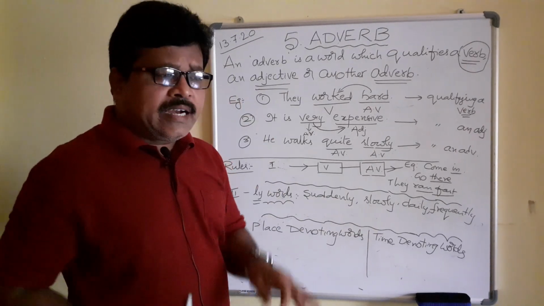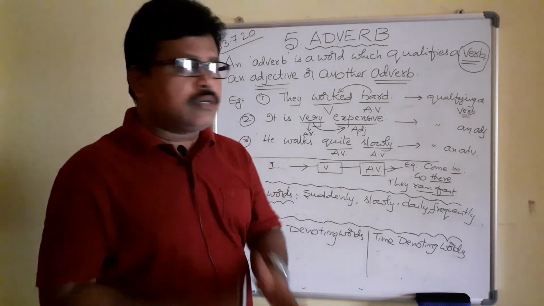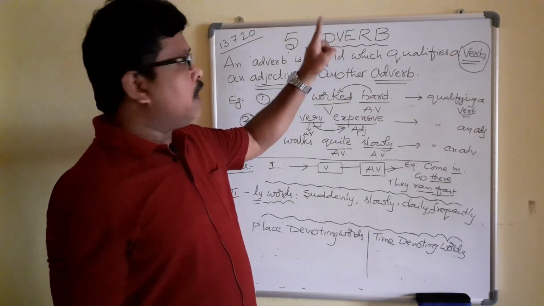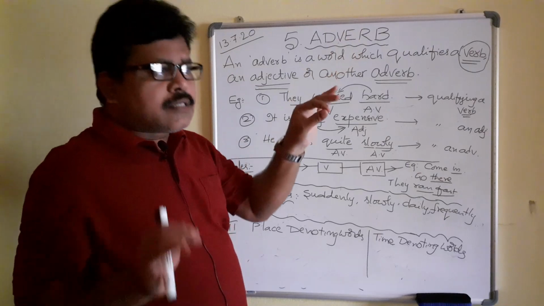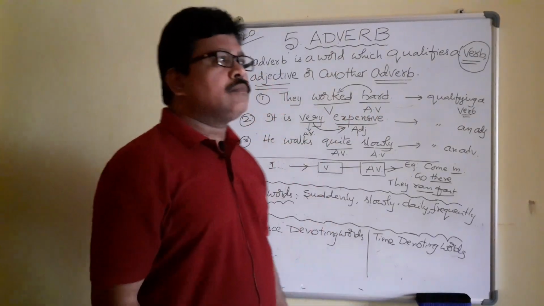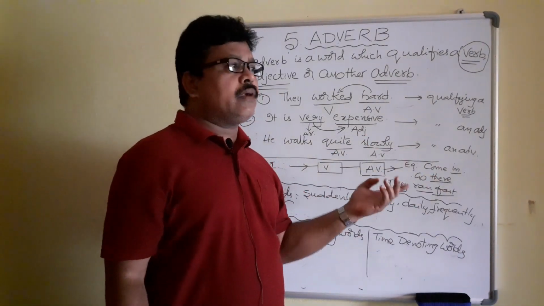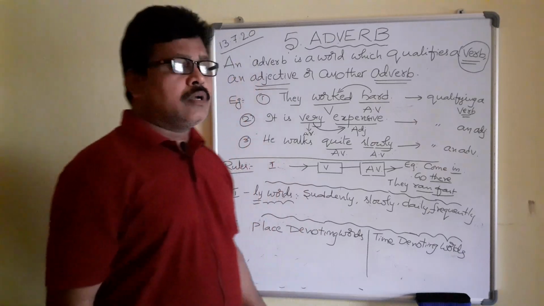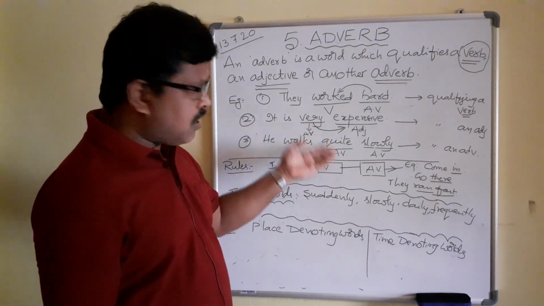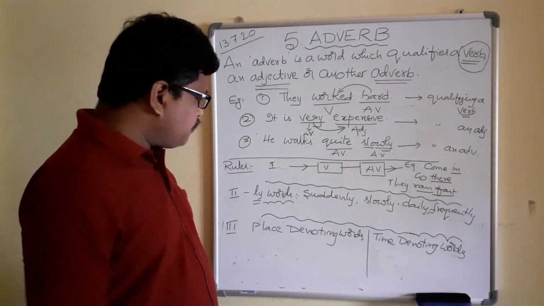First of all, its prime duty, its most important duty, is that it must qualify a verb, adding something to the verb. But sometimes it adds something to the meaning of an adjective also, and sometimes to the meaning of another adverb also. One adverb describes another adverb also. So very, quite, slowly, fast, almost, always, all these are adverbs.